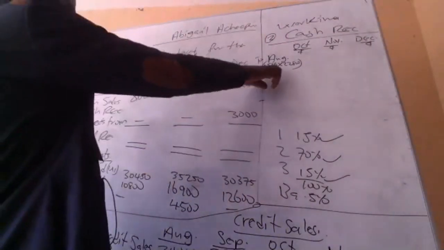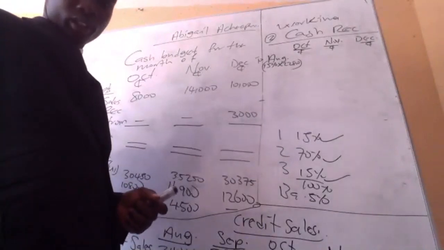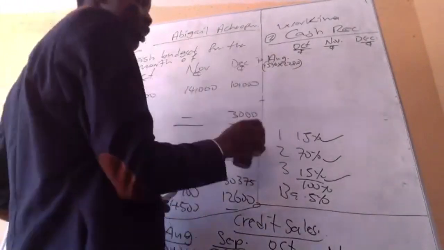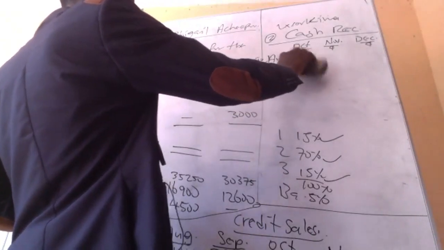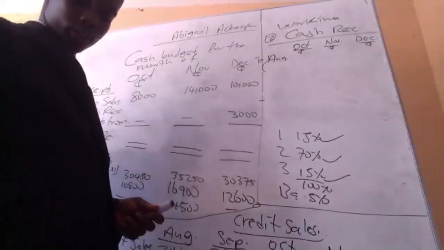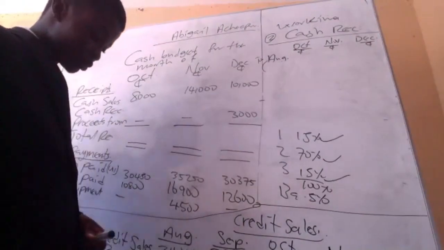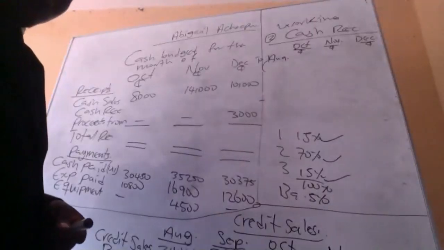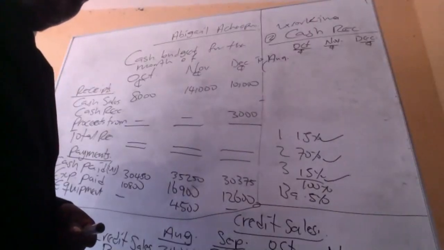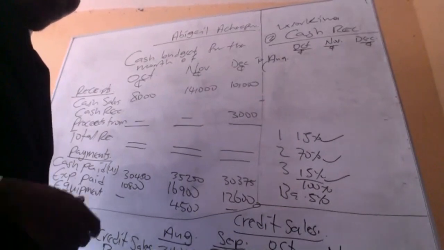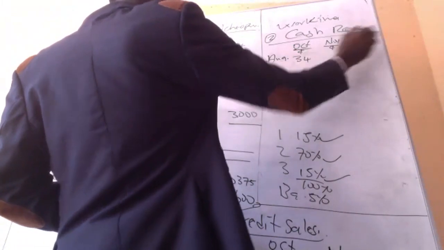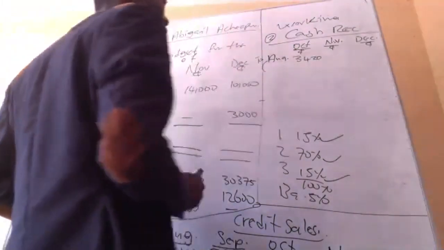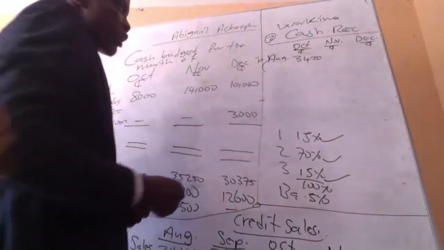I hope you have copied this. I've done the calculation, so don't worry about that one. So 3,420 for October. What about November? Dash.